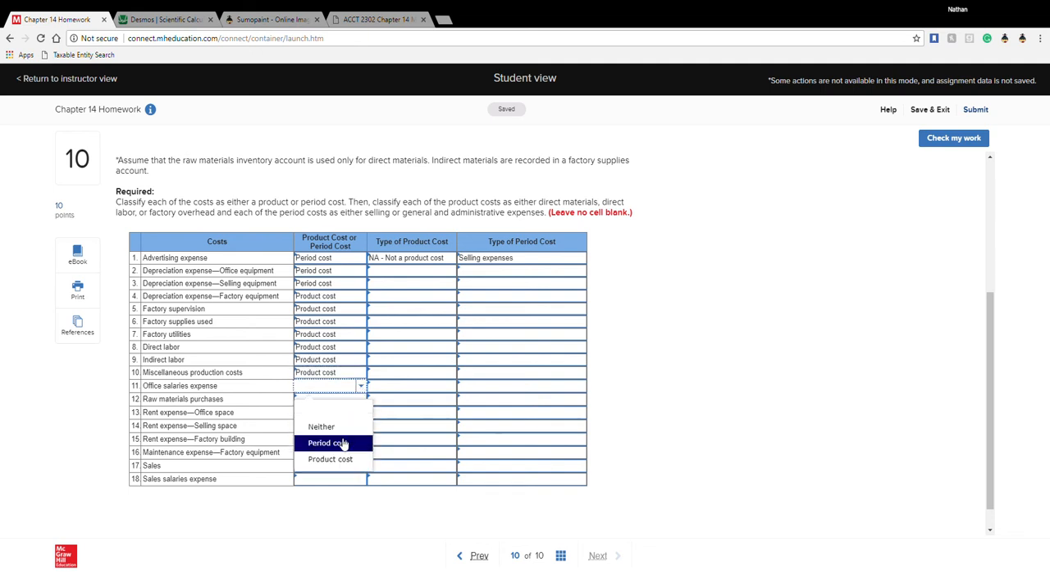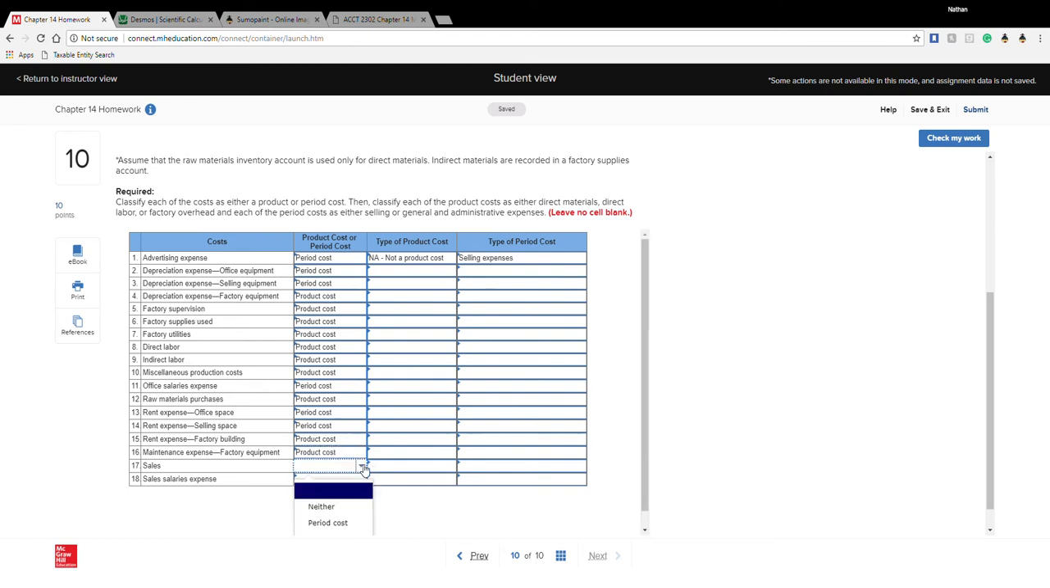Office has to be a period because that's dealing with the office personnel. Raw materials purchased, that's a product. And then we got rent expense. So these two both do not have factory. They're dealing with either administrative or they're dealing with selling. Factory building, again, product. Maintenance, product.